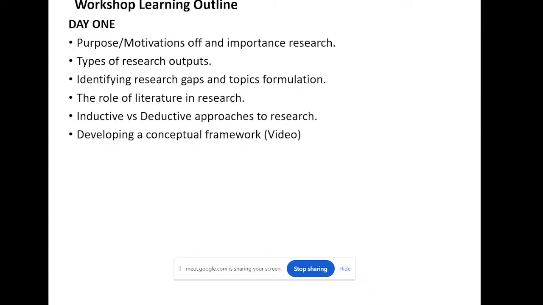So yesterday, for those who were there, we looked at the purpose, motivations, and of course the importance of research. We did discuss the types of research outputs, and today we'll prioritize the aspect of doing an academic article. Then we looked at identifying research gaps and formulating a topic, and I think we looked at two cases yesterday on environment and energy, as well as macroeconomic indicators. And then we looked at the role of literature in research, and we concluded by looking at inductive vis-a-vis deductive approach, and we looked at a video on the role of AI in doing research, and maybe if time allows we'll discuss that.